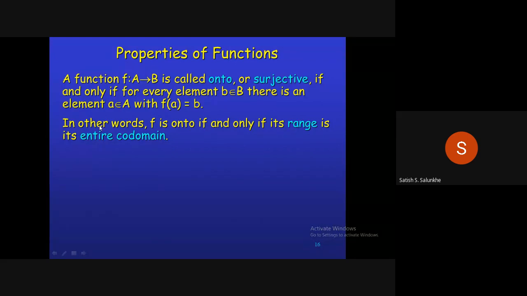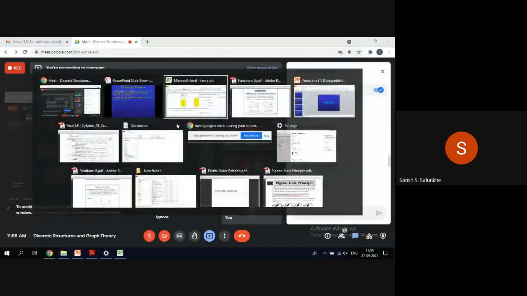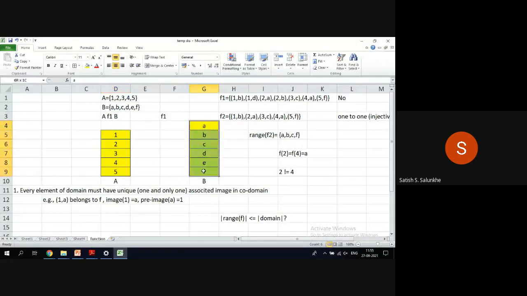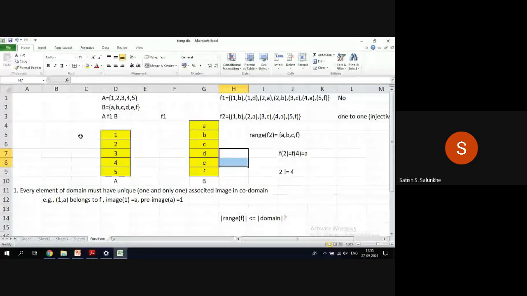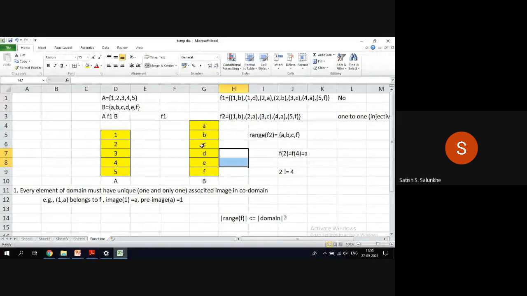What does it mean? In this function f2, only element A is taking part, B is taking part, C is taking part, F is taking part, and D and E do not have any associated pre-image. So the participation of the elements belonging to the codomain is not full, only partial, meaning only some elements have pre-images.